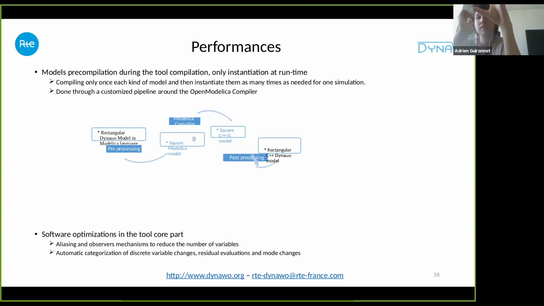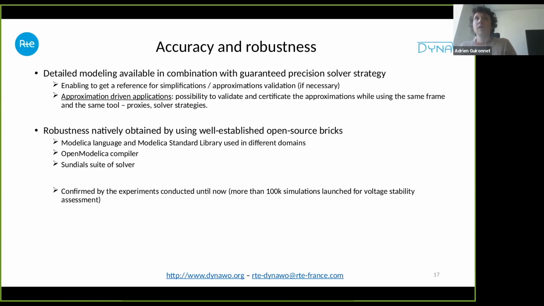It means that in our case, compared to generic Modelica tools, we don't have compilation at runtime. We just have simulation, and in our case, where we go up to a few hundred thousand variables in some cases, it saves a very large amount of time. In addition to this, we also have done a certain number of software optimizations in the core part itself. Of course, based on some ideas already existing in Modelica tools: aliasing, the observers mechanism, and also automatic categorization of the variables in order to save useless treatments during the simulation times.